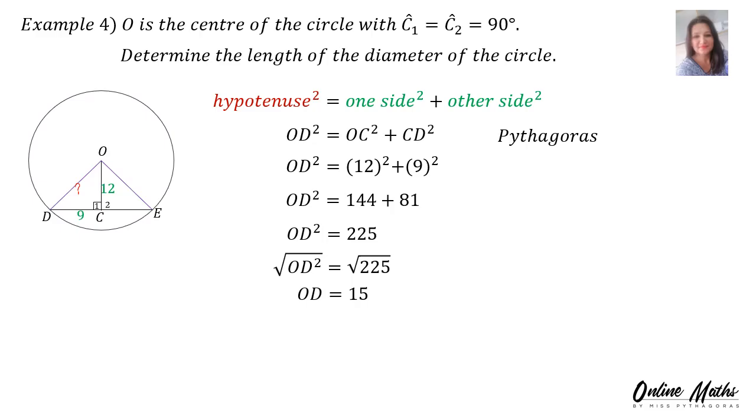So now we know the size of the radius. What was the question? Find the length of the diameter. So a diameter is 2 times the radius. Therefore, 2 times 15, which is 30 units.